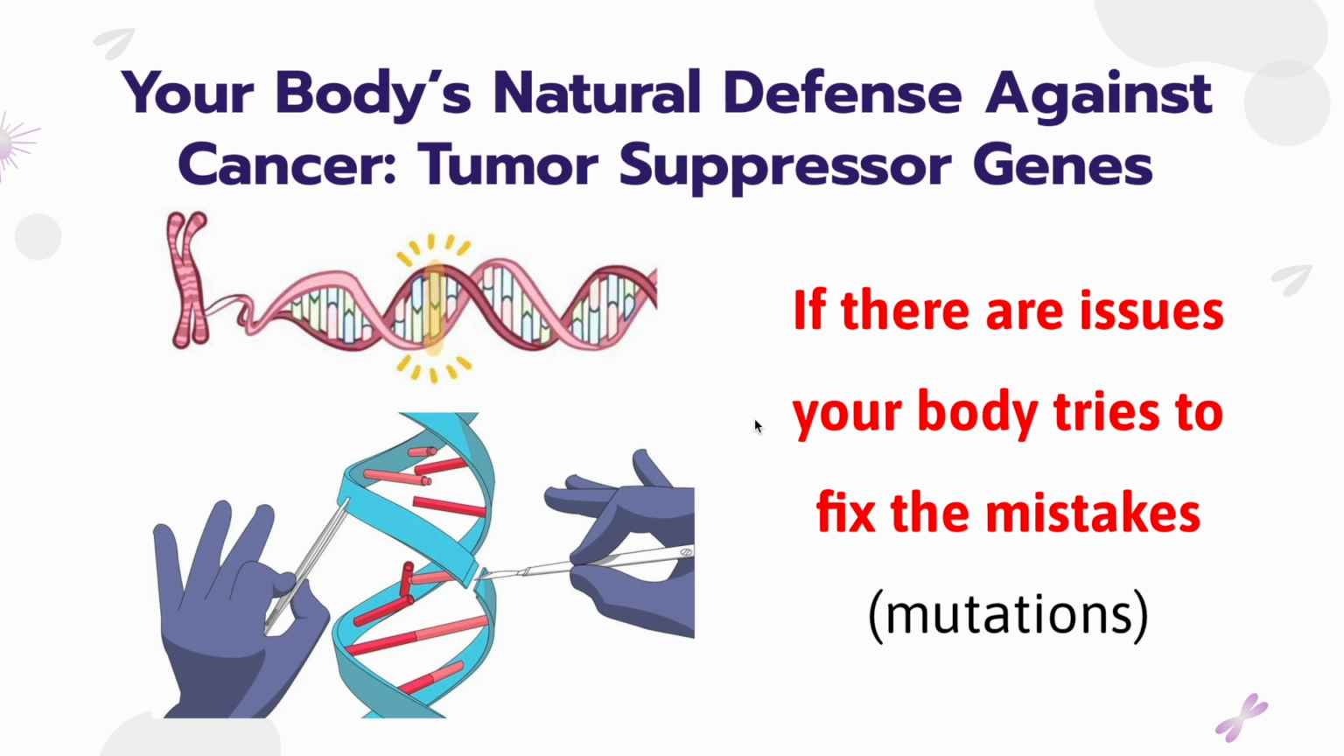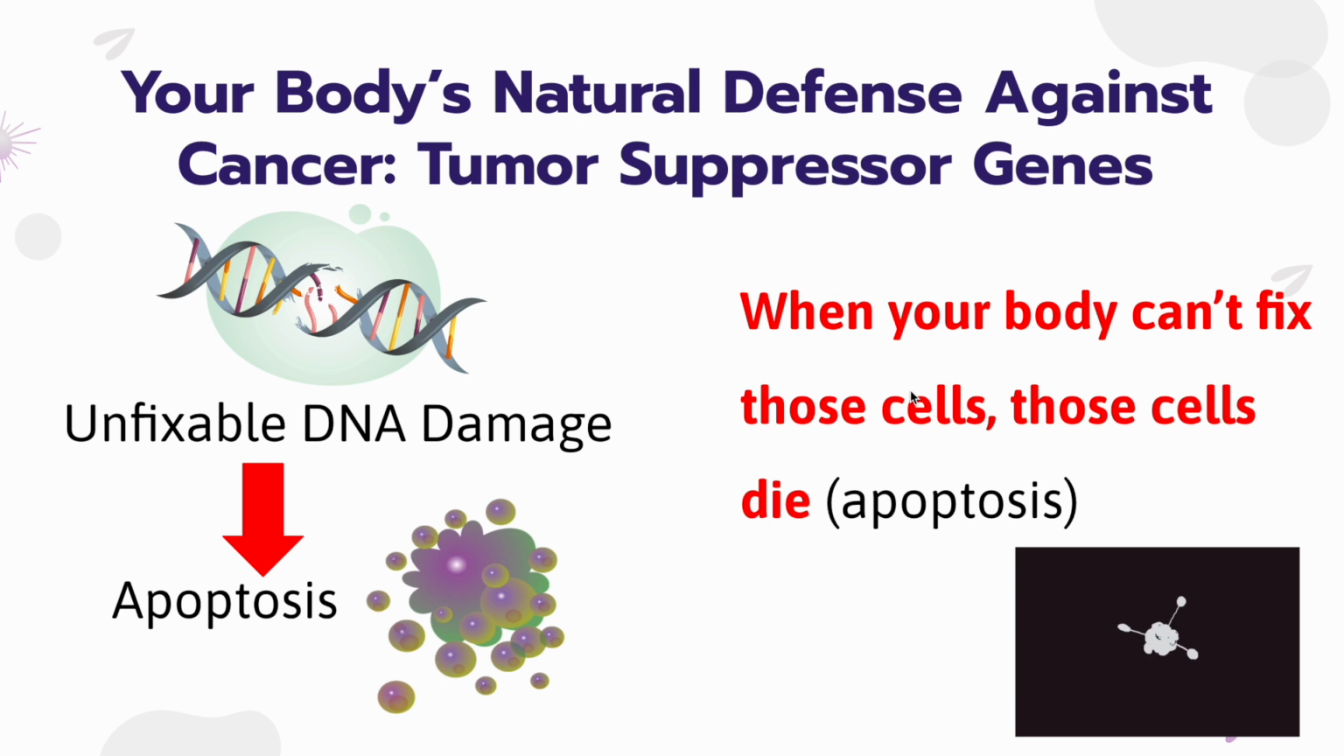So with these tumor suppressor genes, if there's an issue in your body, those genes are going to try to fix those mistakes. They're going to try to stop that mutation, which is a change in the DNA. They're going to go in and try to fix it, that way that cell doesn't become cancerous. And whenever it can't fix those cells, then it triggers apoptosis.